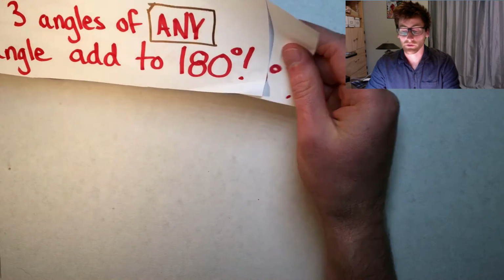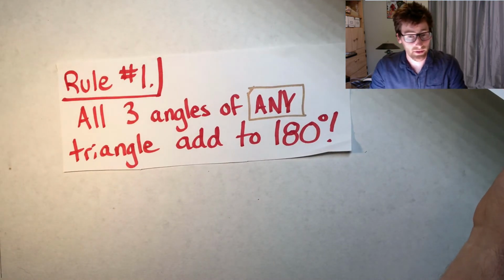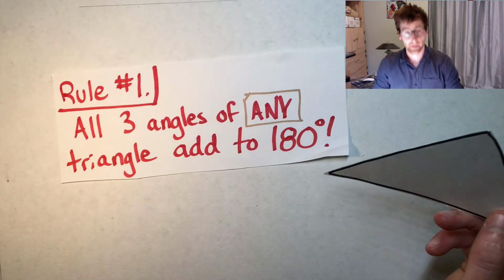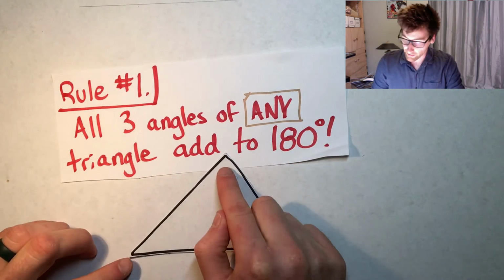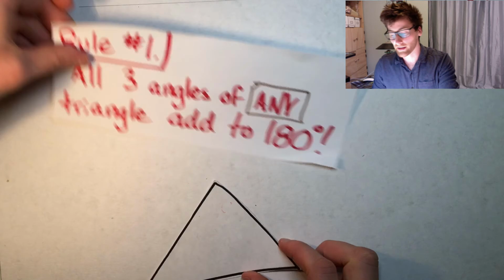Okay, so rule number one: all three angles of any triangle have to add up to 180 degrees. So if you have a triangle here, you know that that angle plus that angle plus that angle is going to have to be 180 degrees. Okay, so we're going to be using this.